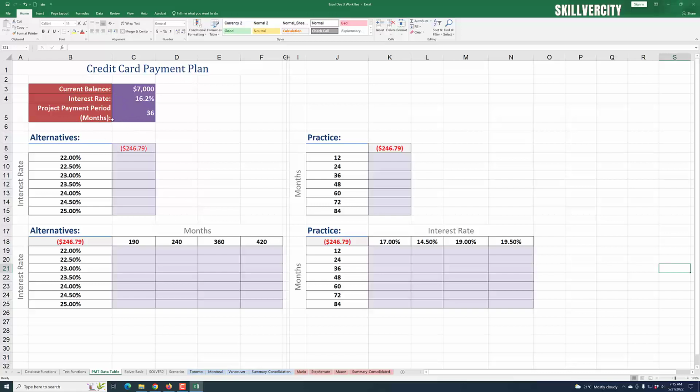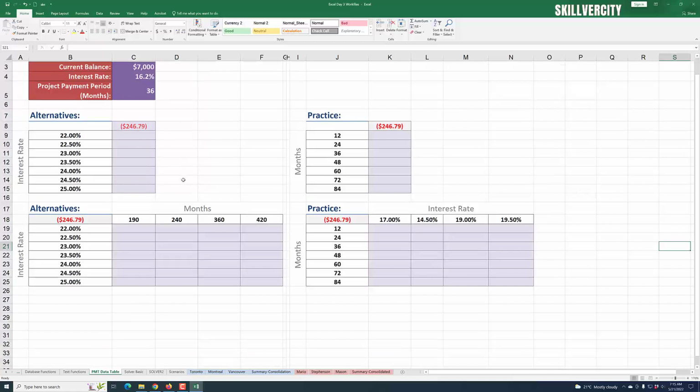In the top here, we have our current balance of $7,000 and the interest rate is 16.2%. The projected payment period is for 36 months, that's 3 years. Now, that's clear. What is not clear is what happens if our interest rate, for example, skyrockets to 22% or 22.5% and so on and so forth. That is a question we can ask, what if?